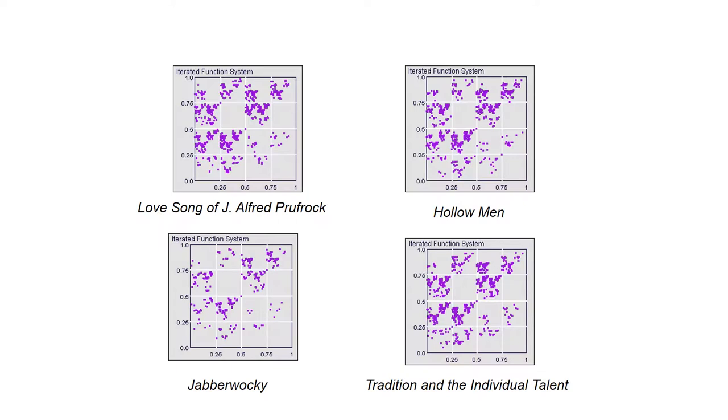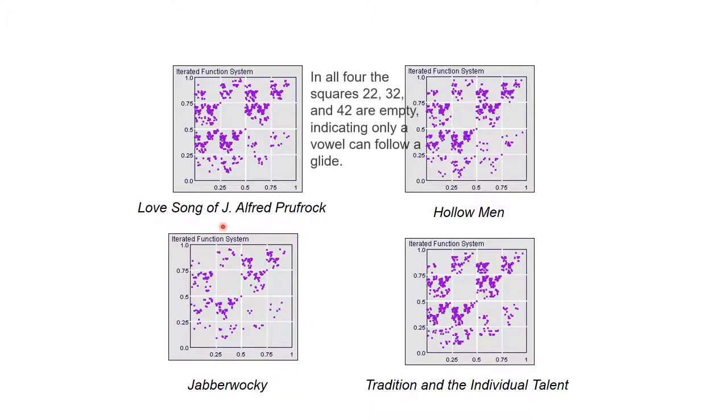So we come back to these pictures of all four pieces of text. You will notice a couple of things. In all four, the squares 2-2, 3-2 and 4-2 are empty. What does that mean? It indicates that only a vowel can follow a glide. Otherwise, it does not happen.